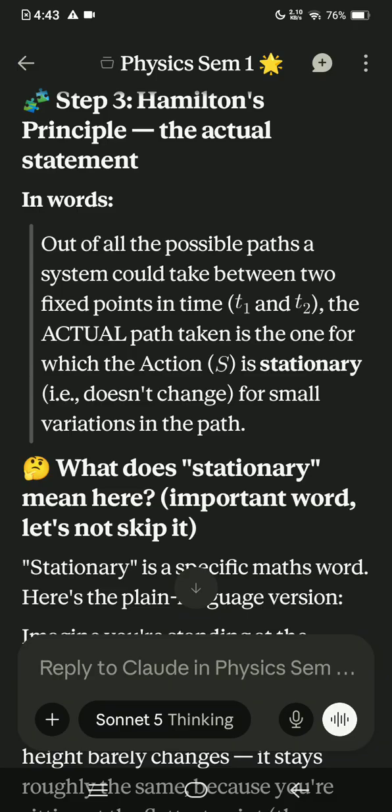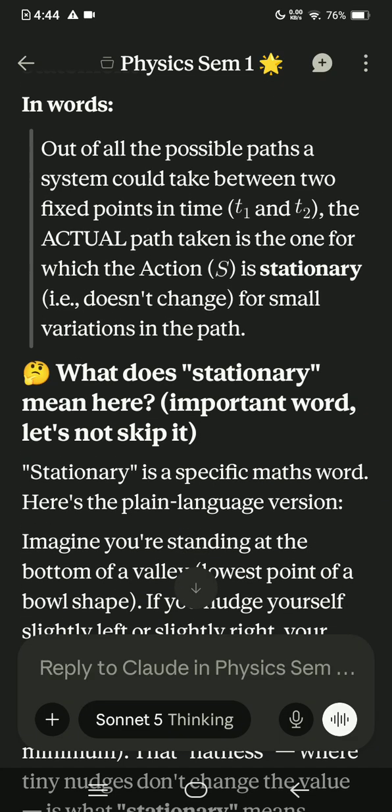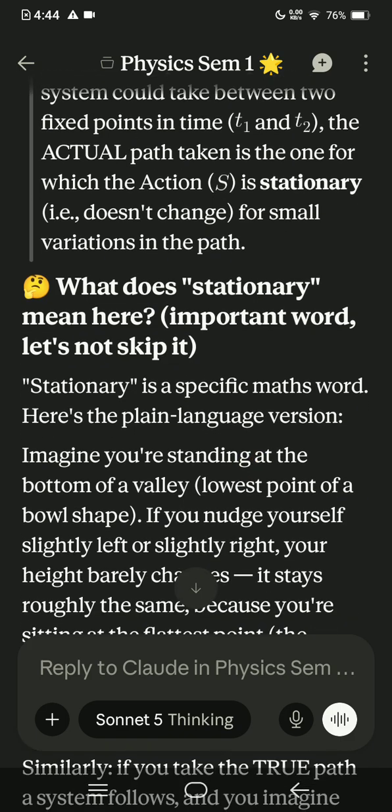Out of all possible paths a system could take between two fixed points in time, t1 and t2, the actual path taken is the one for which the action S is stationary. In essence, it doesn't change for small variations in the path. What does stationary mean?